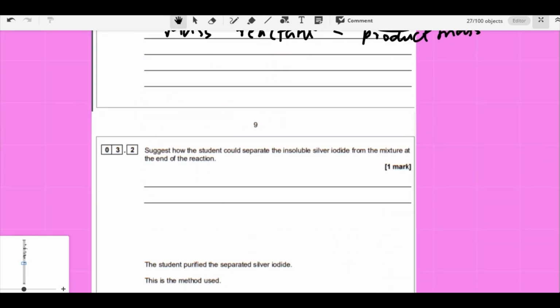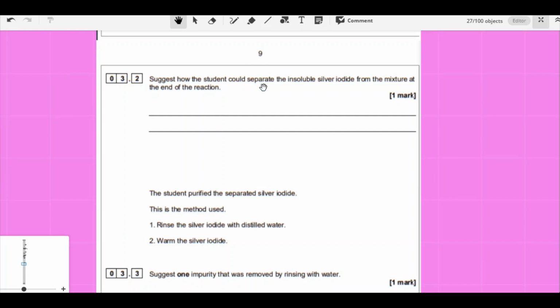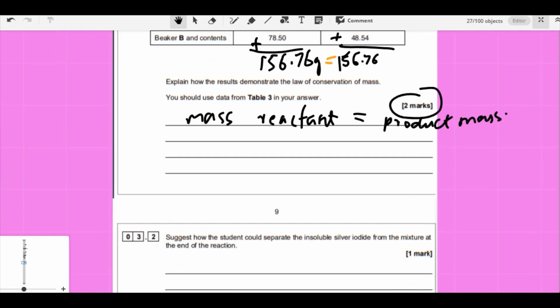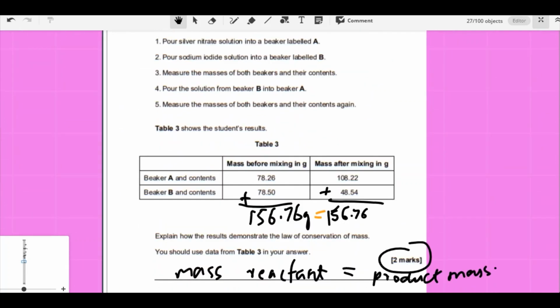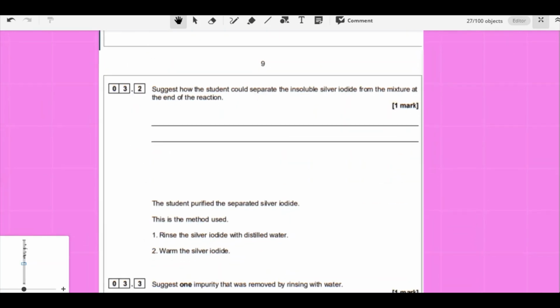Okay, now the next question: suggest how the student could separate the insoluble silver iodide. If you see in the reaction, the state that is given is solid. So it means silver iodide is in solid state, or insoluble. The common method for separation of an insoluble compound is filtration. Alright, okay, next question.